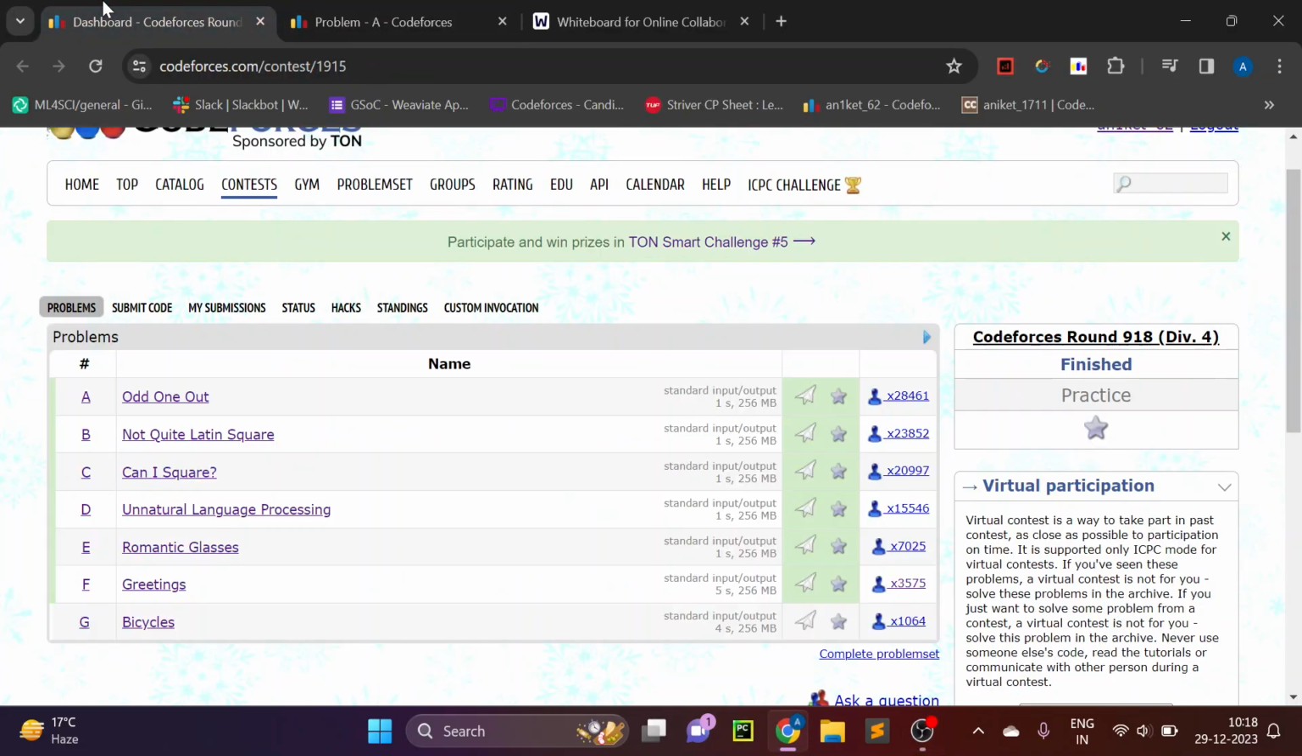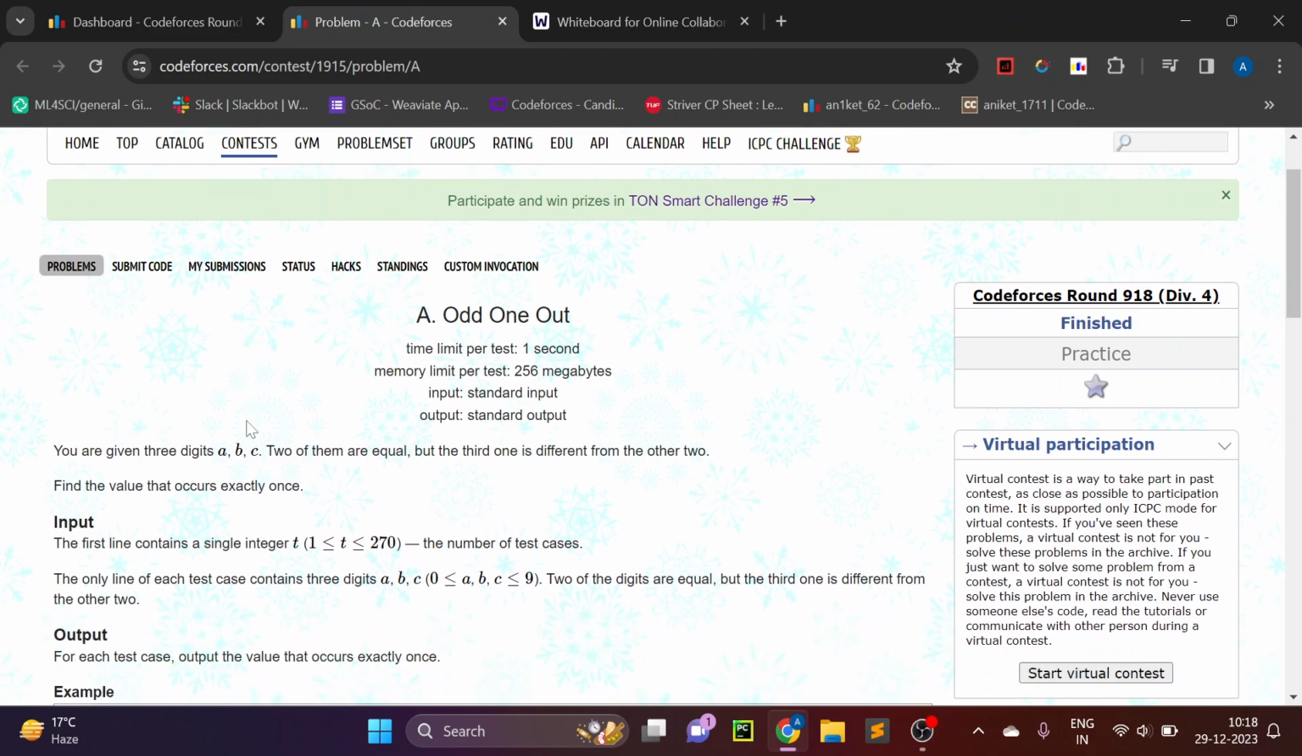So today we will see solutions for the first six problems of Codeforces Round 918 Div. 4. I was able to solve the first six problems during the contest, so I will explain just the first six problems. So let's just move on to the first problem.